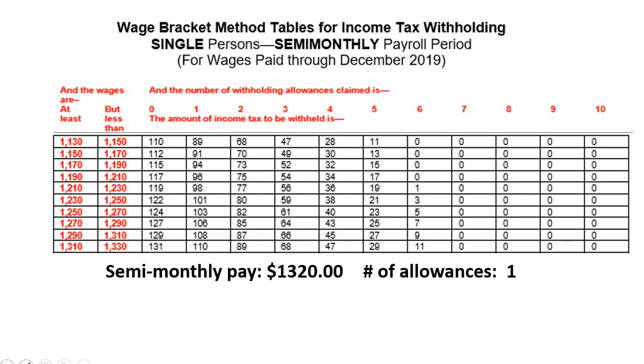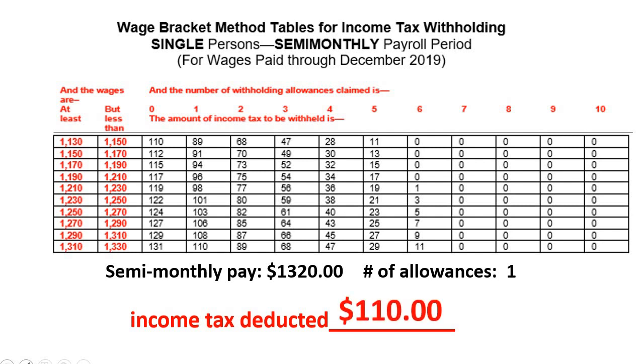Okay, let's remind ourselves again how we do this. 1320 is the semi-monthly pay. There's 1 allowance. So how much tax is deducted from that check? Again, find that number in the table right now. Excellent, $110. Again, 1320, that's going to be in this row right here. 1 allowance gets us to $110.